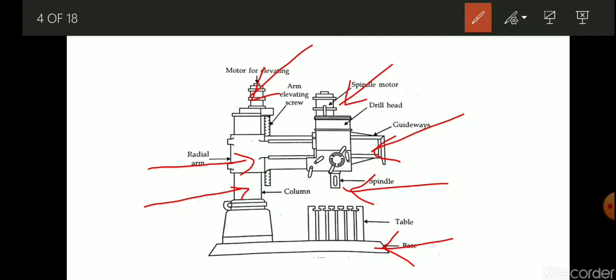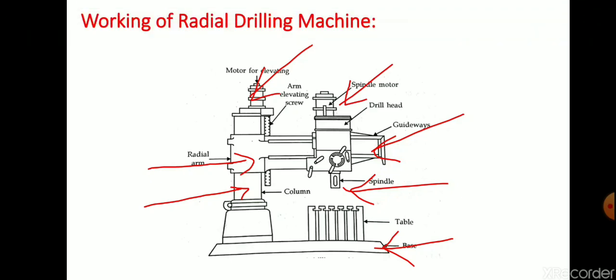Then the table is placed on the base, which is a heavy casting of rectangular or circular shape. It consists of T-slots to clamp the job. The position of the arm and drill is altered so that the drill spindle may move from one position to another position without disturbing the work setup. Okay, this was a brief explanation on the working of radial drilling machine.